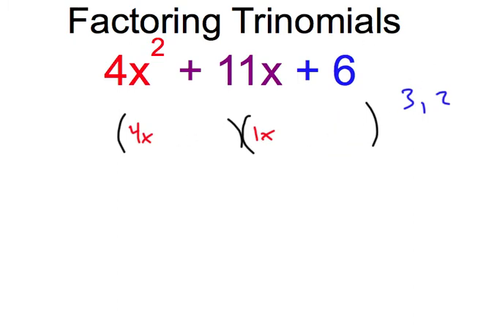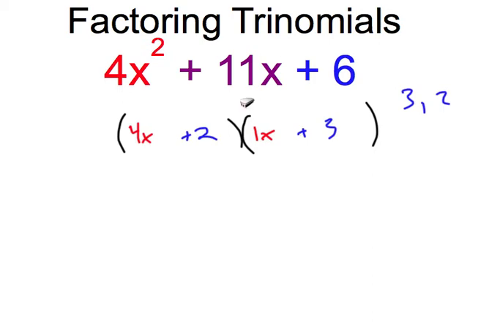Okay, so let's try 3 and 2. Let's first try 3 here and 2 here. So 4x times 3 is 12x, and 2 times 1x is 2x. So we have 12x and 2x, which is 14x, again, not what I want from the center.